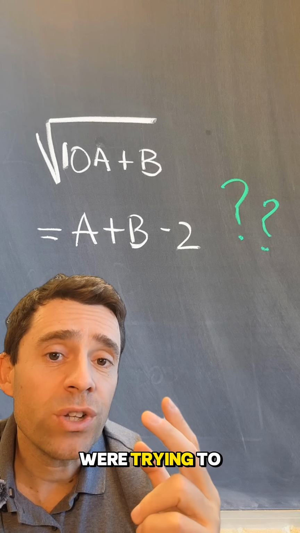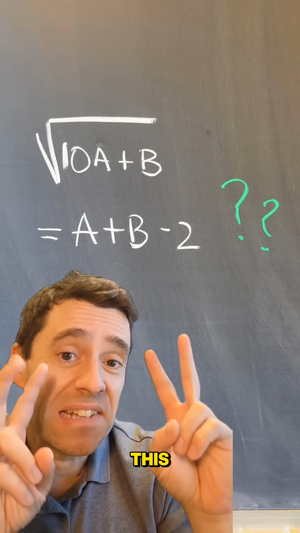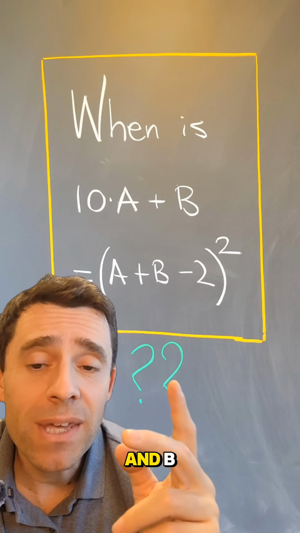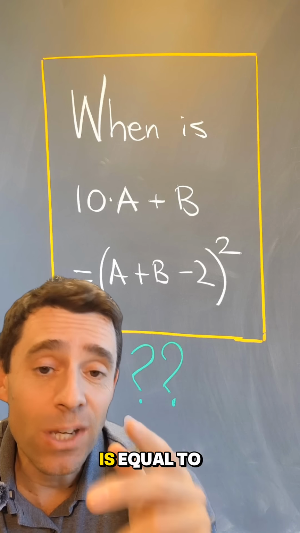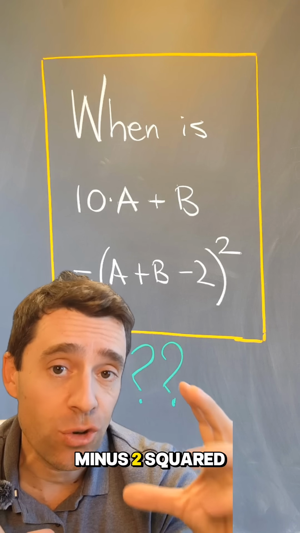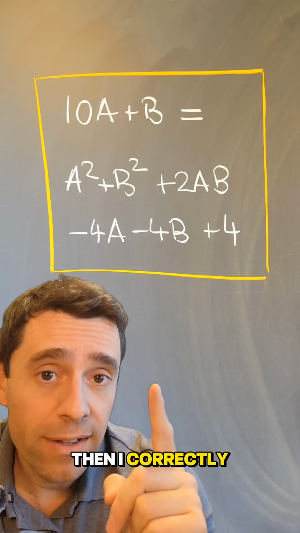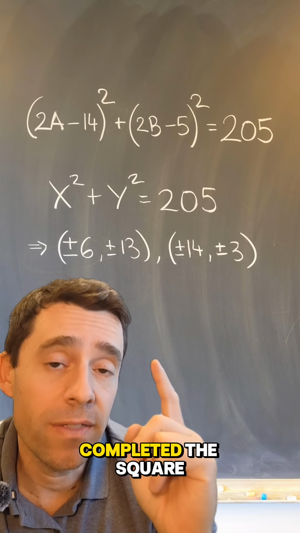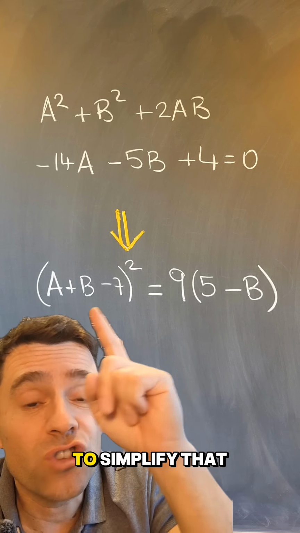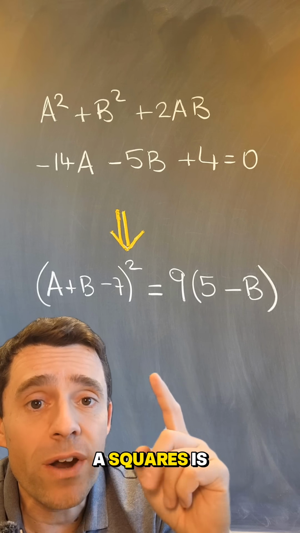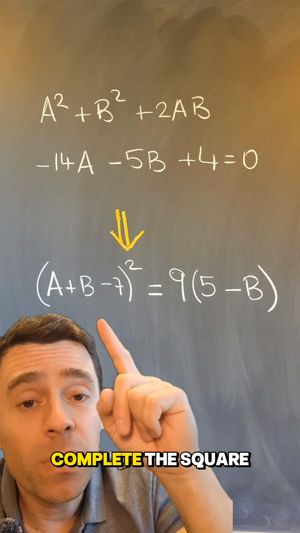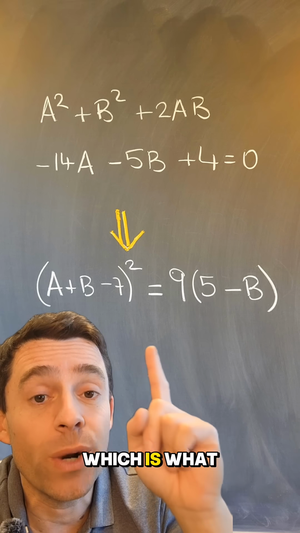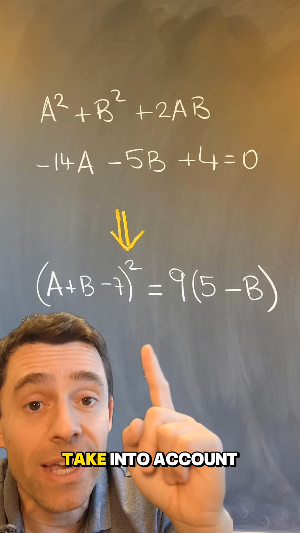So remember, we were trying to find numbers where you could use this trick to compute the square root. So we're looking for numbers a and b such that 10a plus b is equal to a plus b minus 2 squared. Then I correctly expanded the square, but I incorrectly completed the square. The correct way to simplify that equation by completing squares is, first of all, complete the square in a, but we have a squared plus 2ab, which is what I forgot to take into account.